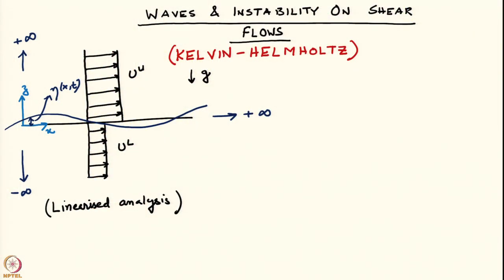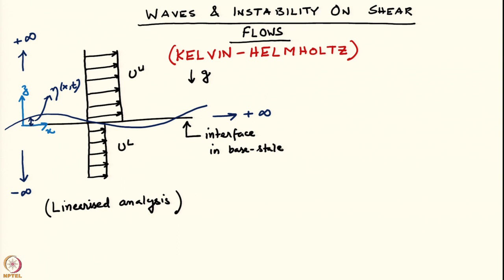Now we will go to the next problem, which is waves and instability on shear flows, and we will work out a model problem where in the base state there is a velocity profile. What we have here on the left hand side is an interface. We are going to do an inviscid, irrotational analysis, just like before, and we will assume that there are two immiscible fluids in the base state. In the base state, the interface which separates them is flat. So, this is the interface in the base state, the flat line interface.